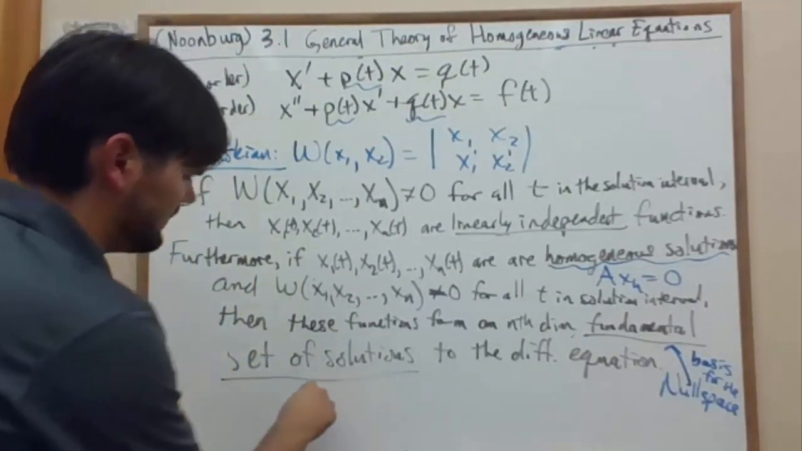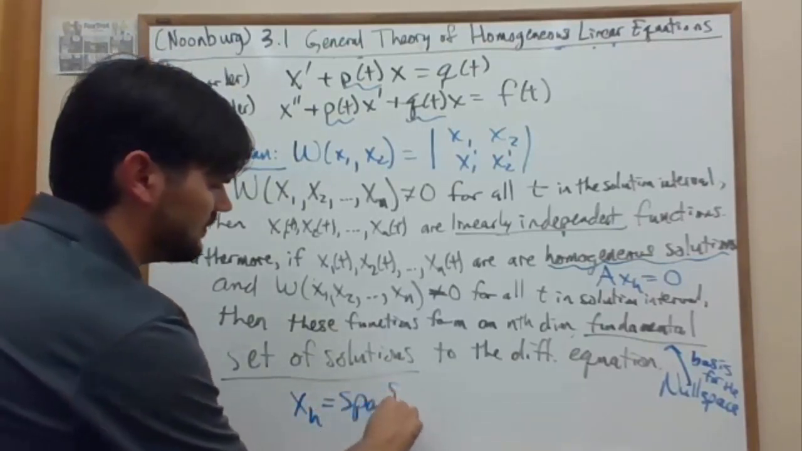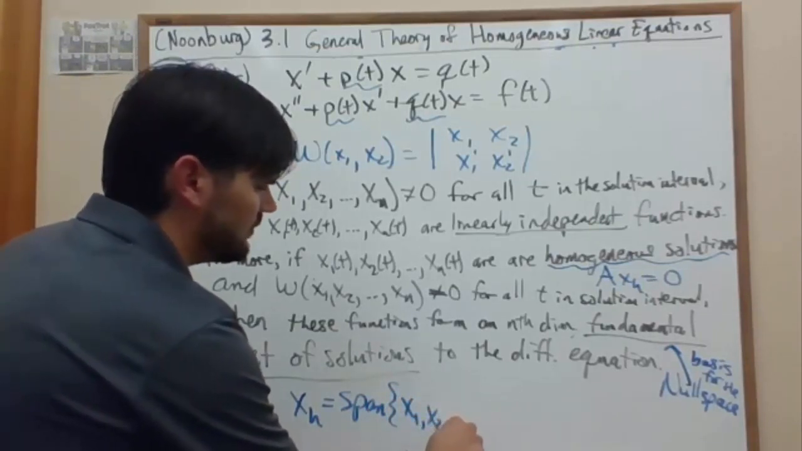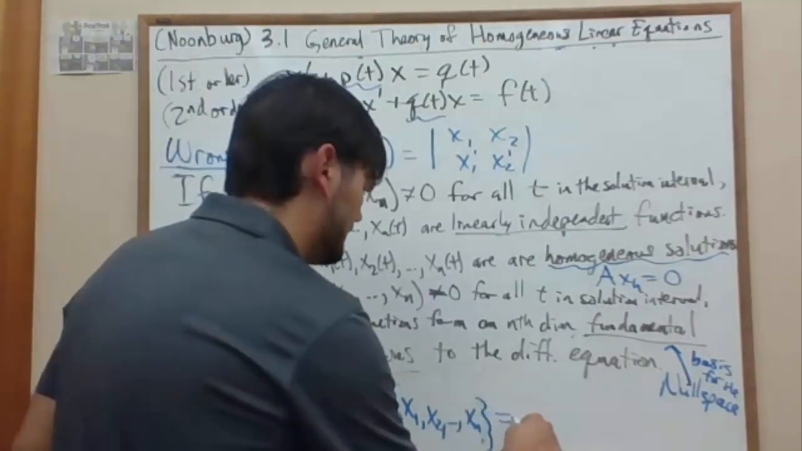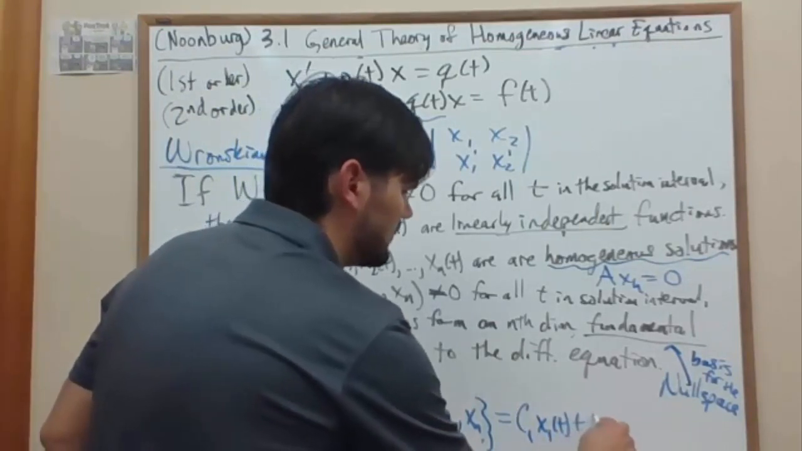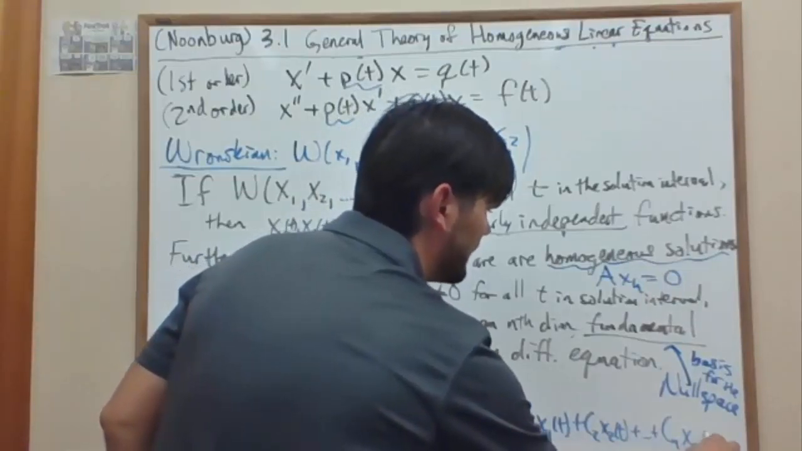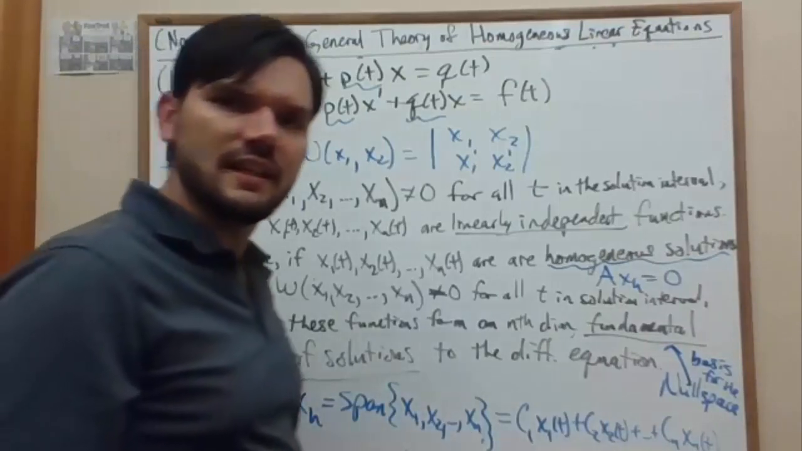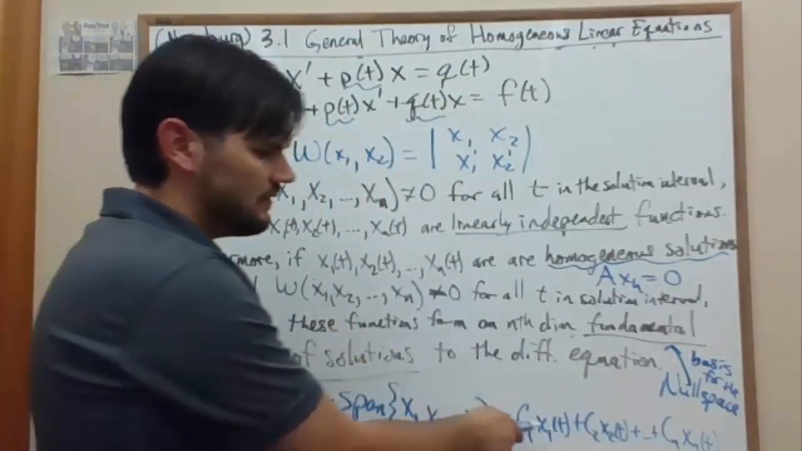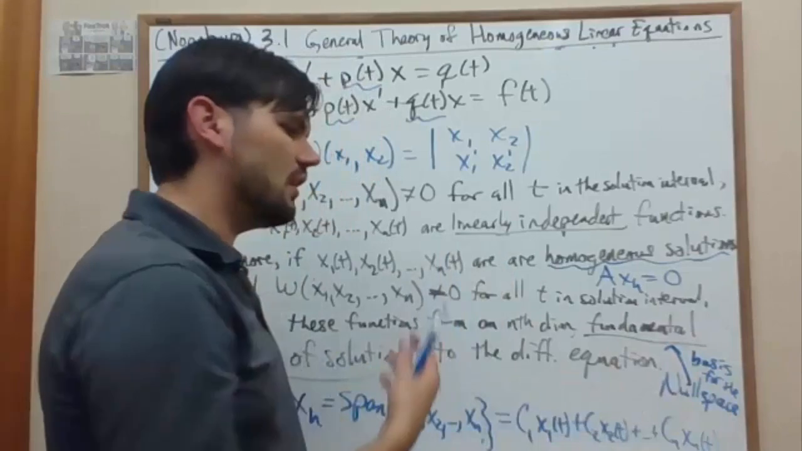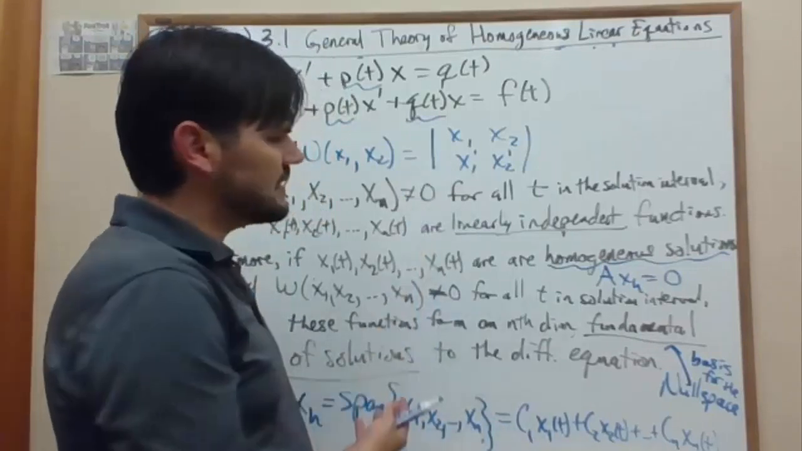And we write x of h as the span of x1, x2, xn, and that span really means c1 x1 of t plus c2 x2 of t plus cn xn of t. So at the end of the day, we write our solution in terms of a linear combination of homogeneous functions that give us 0, but are also linearly independent. And we check that linear independence through a determinant. And in this case, we do it through the Wronskian.